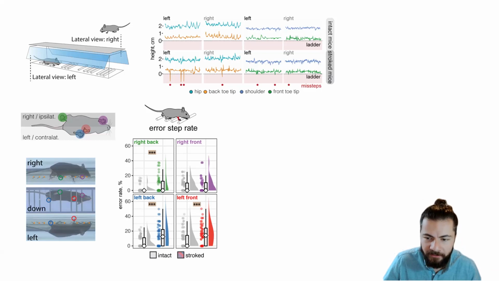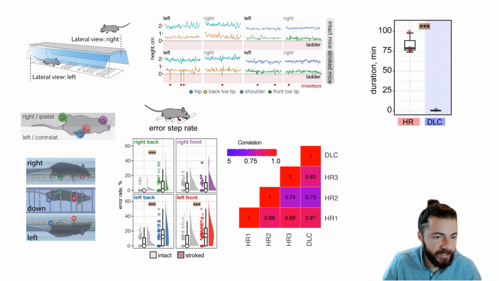We then cross-verified these error rates in injured animals compared to blinded observers. And although we did not detect any differences in the scoring accuracy to the gold standard, the manual assessment, we saw that a manual assessment required 200 times as much time compared to the DLC-assisted approach.